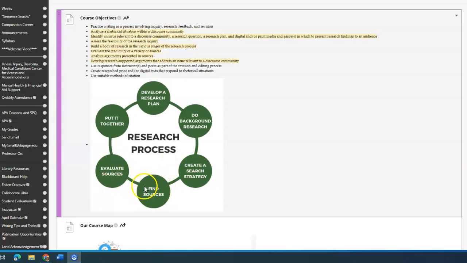Specifically this week, we're going to be thinking about the relationship between finding sources and evaluating sources. What does evaluate mean, and how do we do that when we're reading our sources?